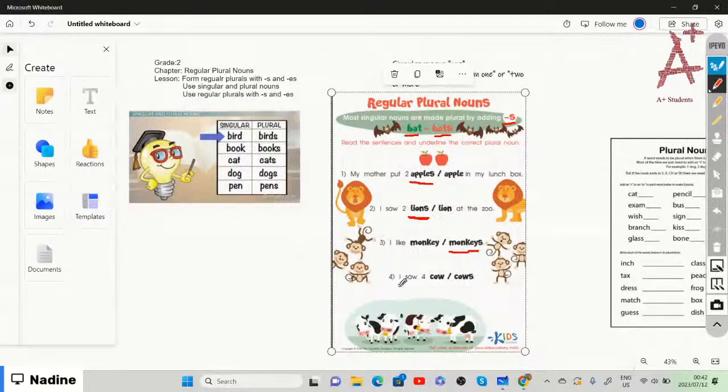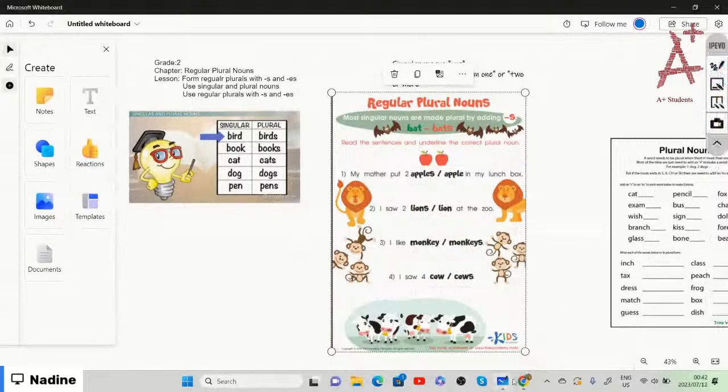I saw four cow or four cows. So if you count the cows, there's one cow, two cows, three cows, four cows. So if you only refer to one, we say cow, but if you refer to four, we say cows. Right? So there only an S was added in order to make that word plural, right? To indicate that there is more than one.